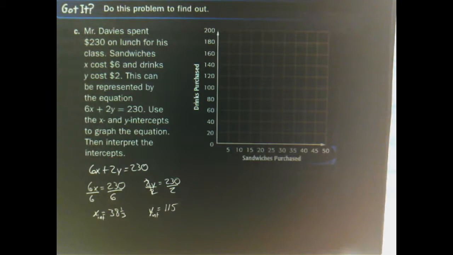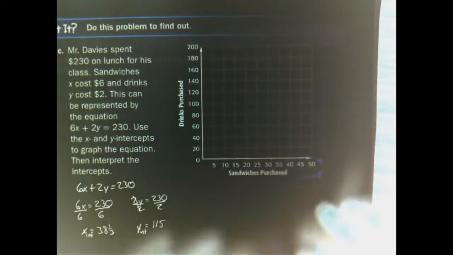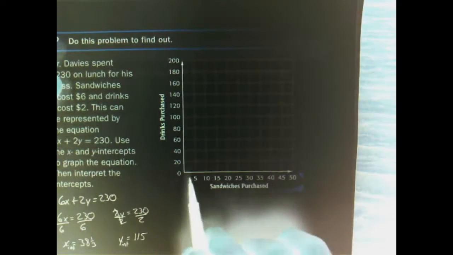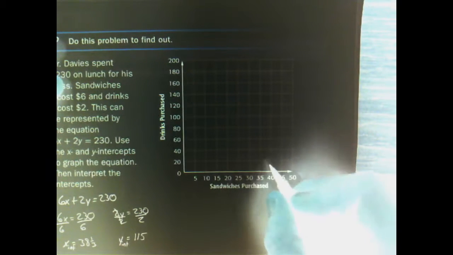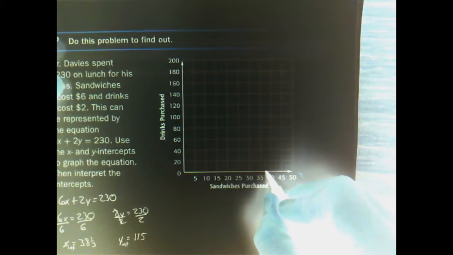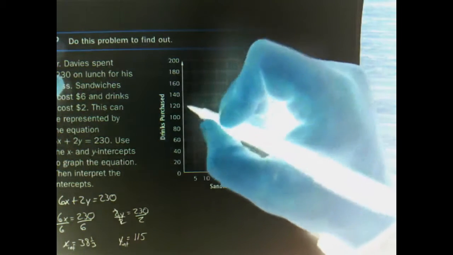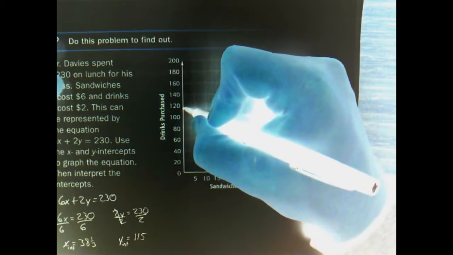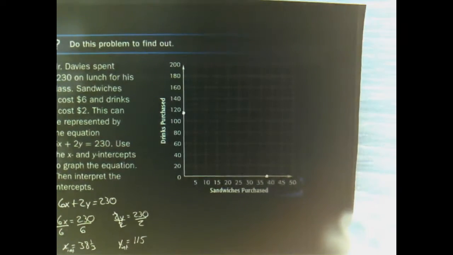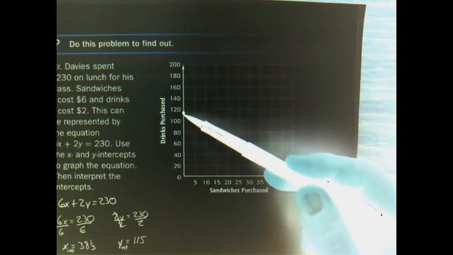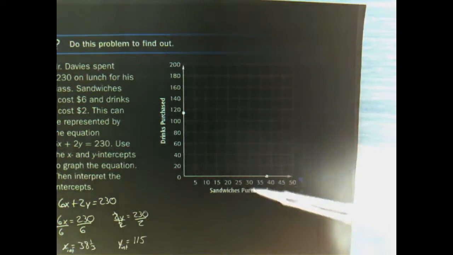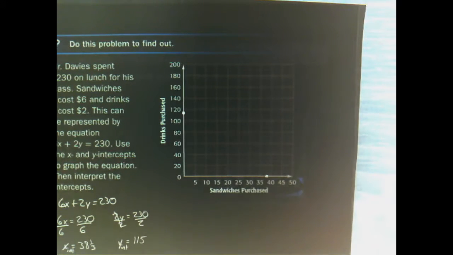So in order to graph these, I just plot them on the x and y axis respectively. So x-intercept 38 1/3 should be probably about right in there. Okay, my y-intercept is 115. Looks like probably right about there. Okay, and again, when you're dealing with larger numbers like this, that's an estimate. Can I guarantee that's exactly at 115? No, but it's a pretty good guess.